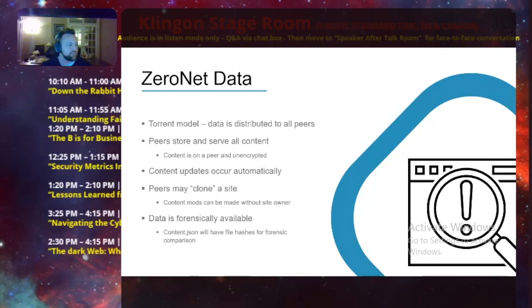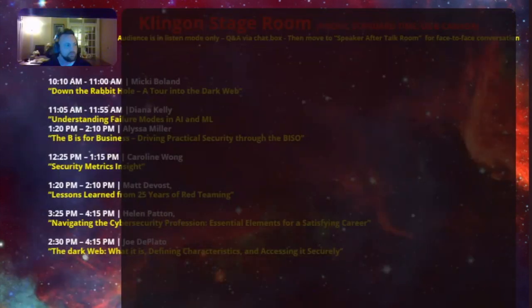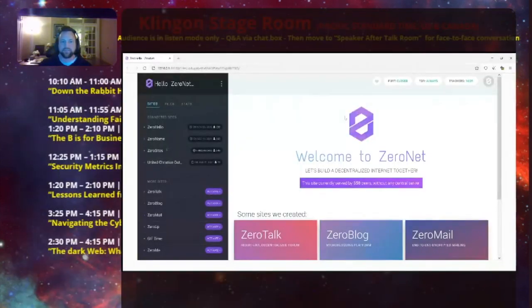All right, so ZeroNet. Access ZeroNet. All right, perfect. Okay, y'all should be able to see my screen. Perfect, I see it. Awesome.